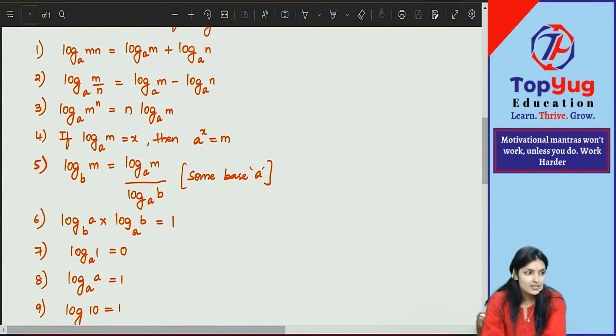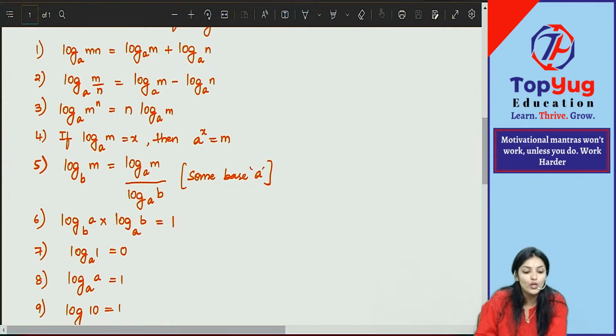Indices: m plus n. m by n, indices m minus n. a to the power m, again indices m. That's the power we sent over. So the three of them we are done. This fourth one you remember, the K method, 1 by x and then x we have sent over there. Similarly, if log m to the base a is equal to n, then a to the power n is equal to, sorry, a to the power x is equal to m. So that is the fourth one.